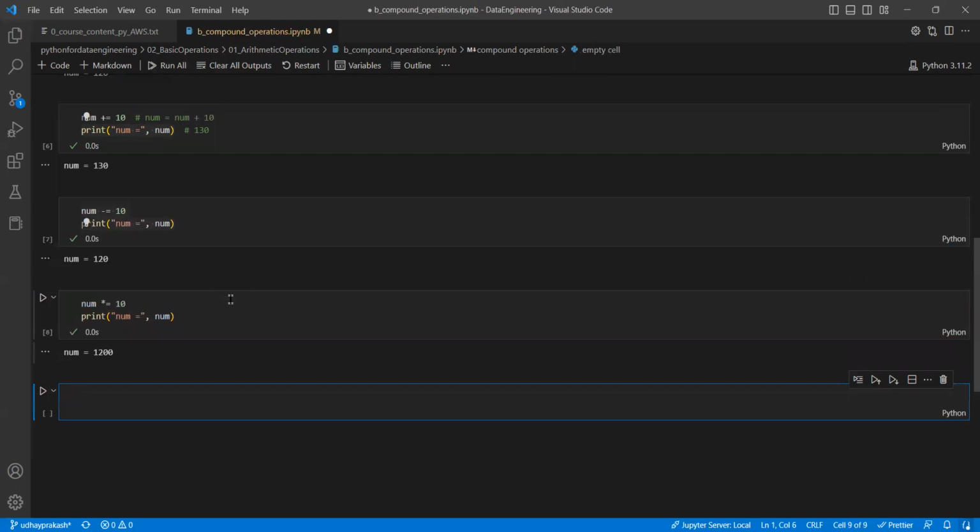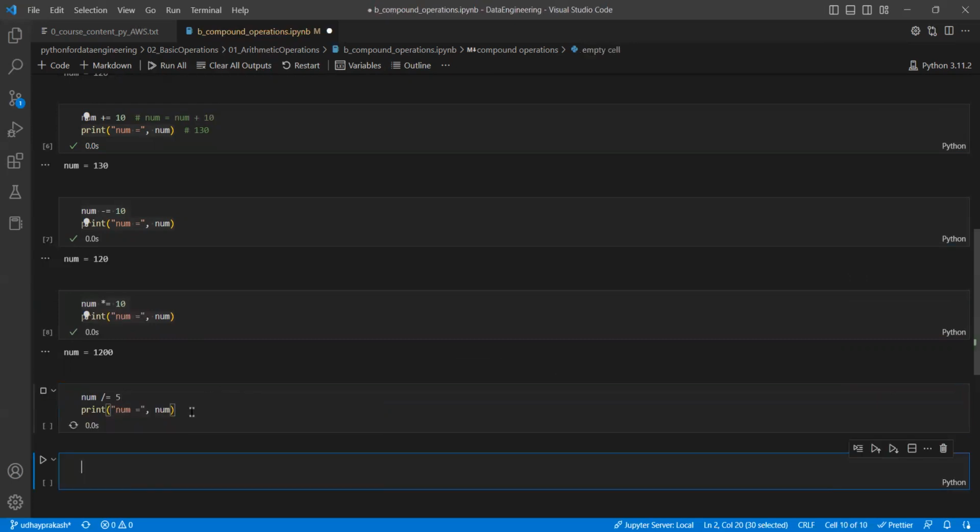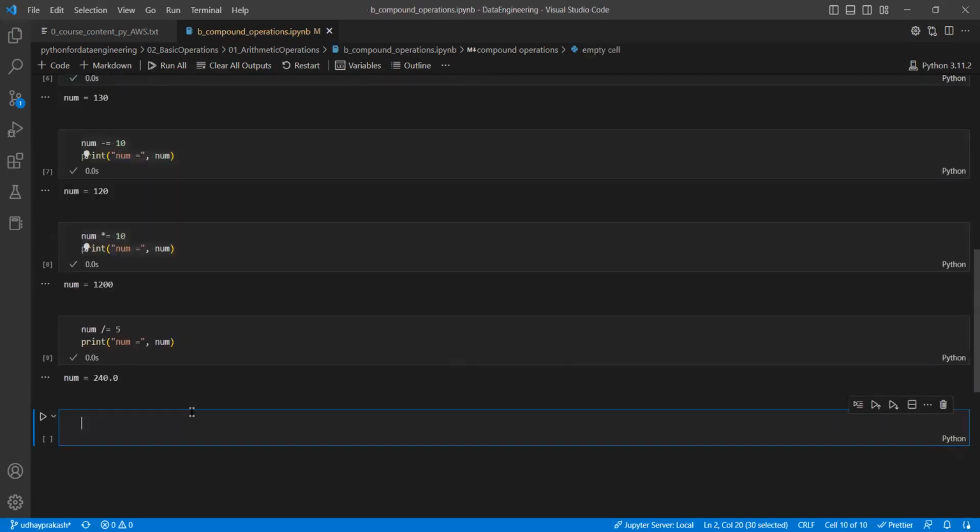Based upon the arithmetic operations we learned, we can use them. So this is multiply equal to. Similarly, I can do division equal to. Why every time 10? So I'll give 5. So it will give the answer 240. And similarly, I can go with percent equal to, or floor division equal to.